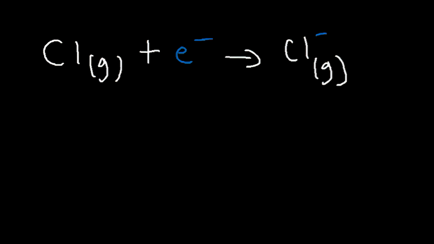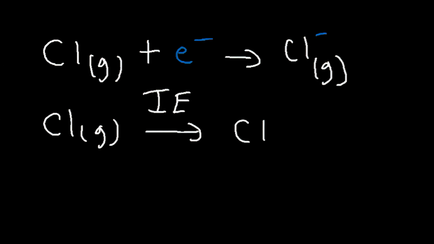Ionization energy is the opposite. Ionization energy is the energy required to remove an electron from a gaseous atom, whereas electron affinity is the energy required, or the energy change that occurs, when an electron is absorbed by a gaseous atom.